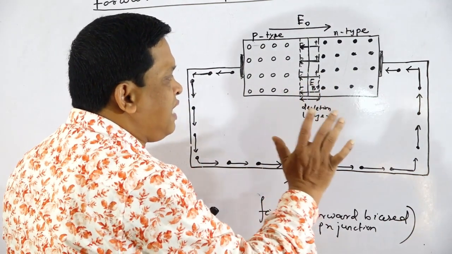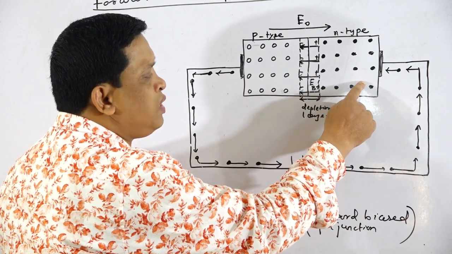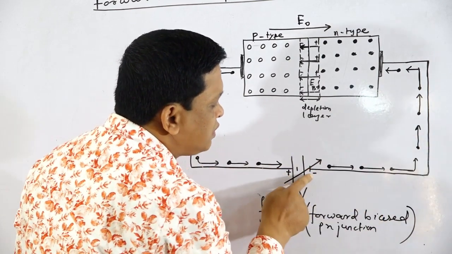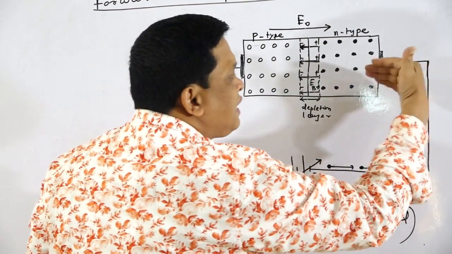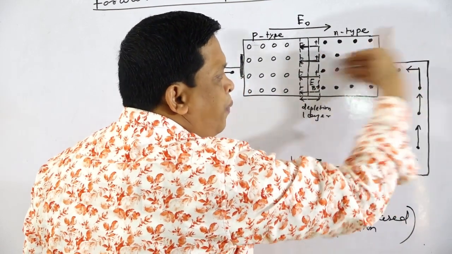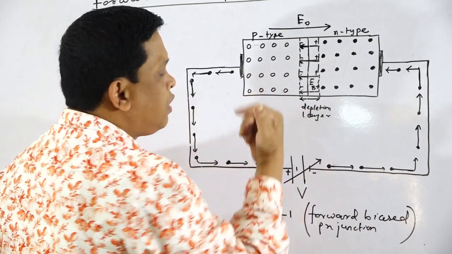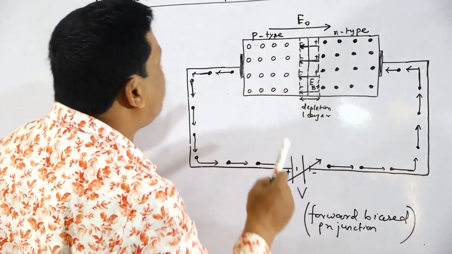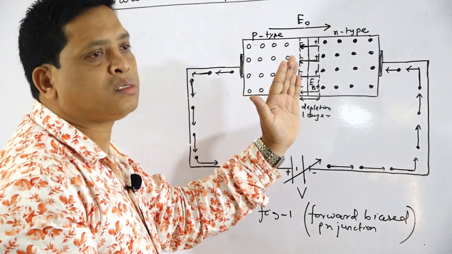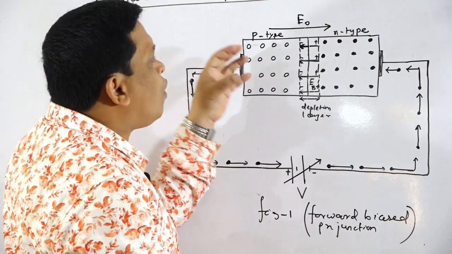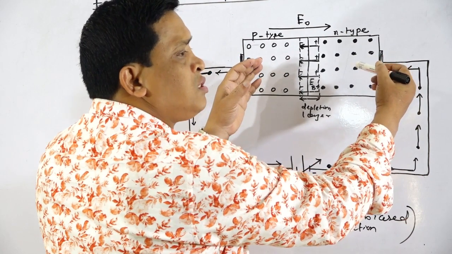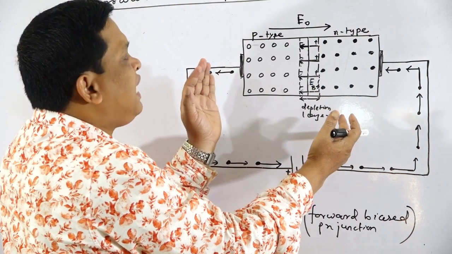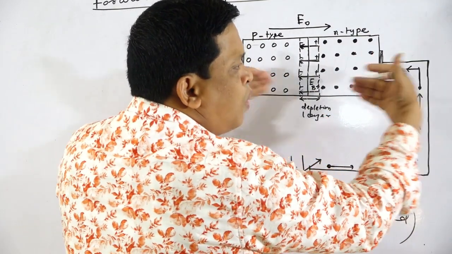So these majority charge carriers, that is the free electrons which are negatively charged, they experience a pushing force from the negative terminal of the battery. So negative terminal of battery gives a repulsive force. Repulsive force means pushing force. At the same time, the positive terminal of the battery also gives a repulsive force on positive holes. That means both holes and free electrons, the majority charge carriers in the p and n type semiconductor respectively, experience pushing force towards the junction.